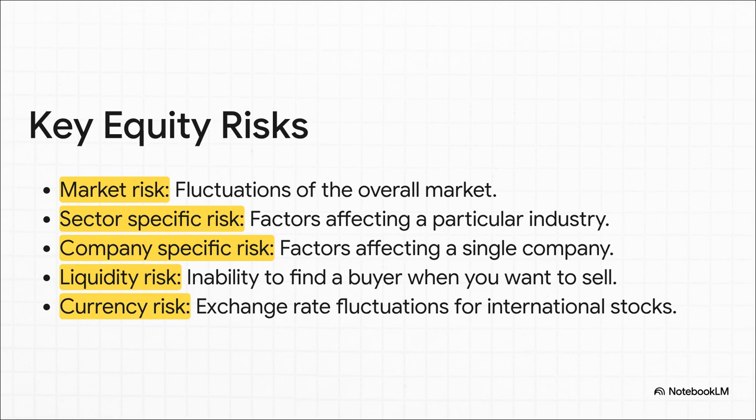Now, let's be clear. You can't get rid of all risk. It's impossible, and you have to know what you're dealing with. Some risks, like something bad happening to one specific company or an entire sector, you can reduce with diversification. But then there's market risk. That's the risk that the entire stock market takes a nosedive. You can't diversify that away. And then you've got other sneaky risks, like not being able to sell when you want to, or currency fluctuations if you're investing abroad. Knowing these different types of risk is absolutely the first step to building a resilient portfolio.